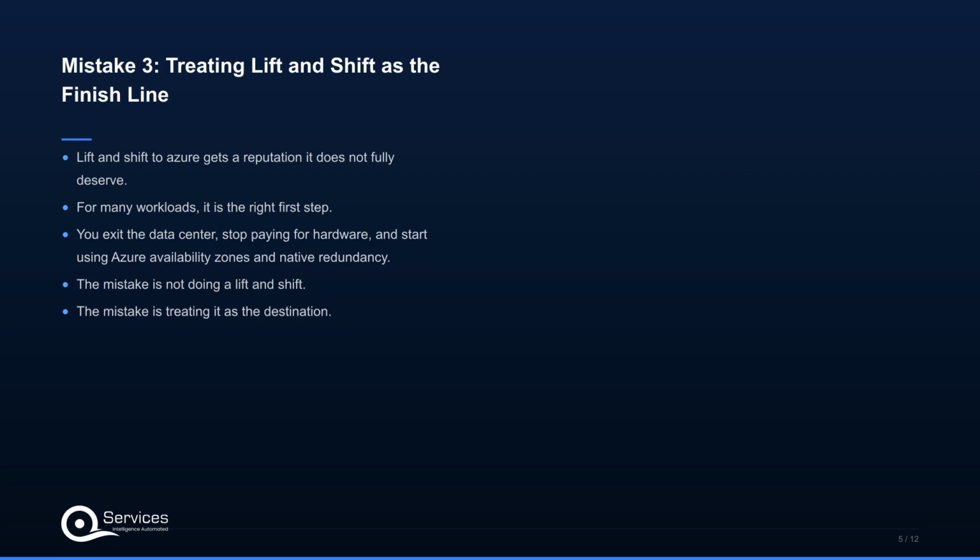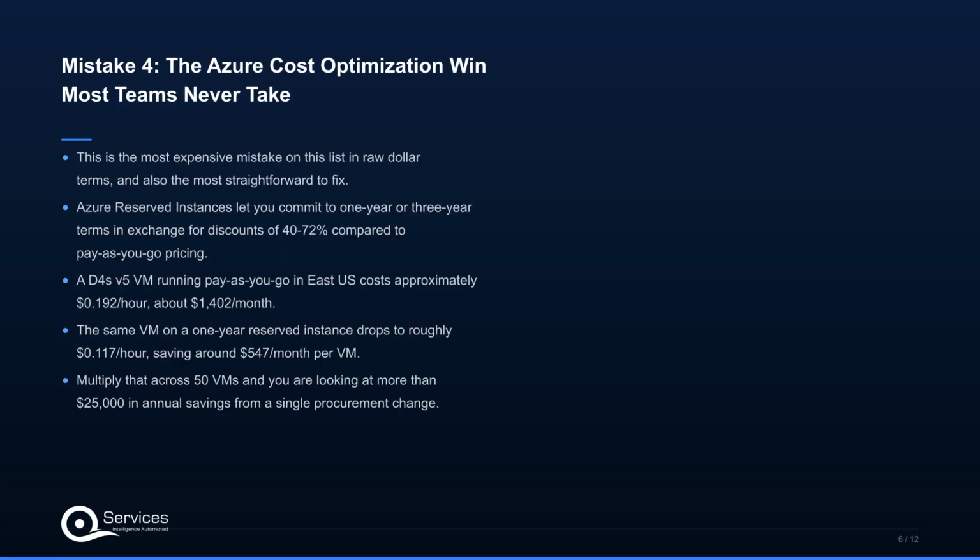The critical word is temporary. Every lift and shift workload should have a documented path forward: modernize within 12 to 18 months, plan to retire it, or formally accept the ongoing cost of running it as is. Next up, mistake 4: the Azure cost optimization win most teams never take.